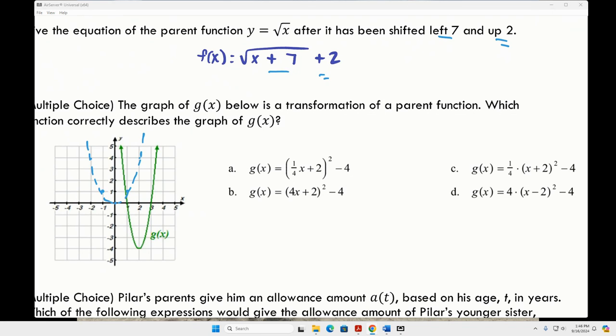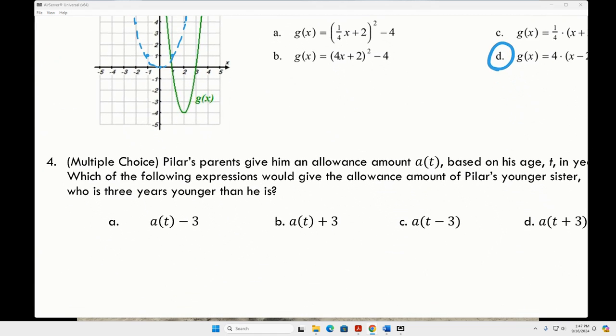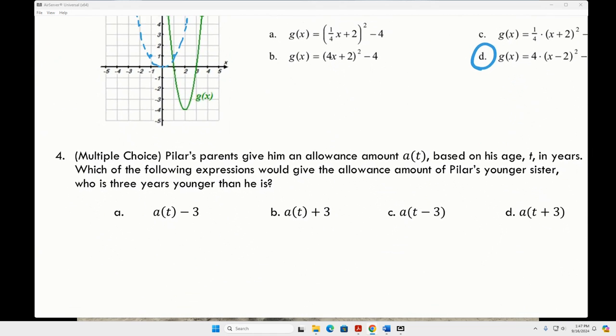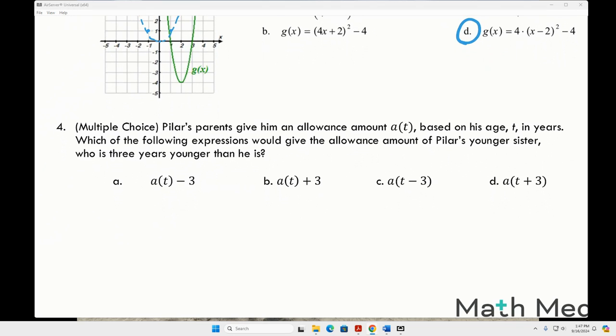Right, 2 down 4. Yes, good. Right, and then this technically is a vertical stretch. So it's taller than the original. But like I said, with a parabola, that looks very much like a horizontal compression, so you have to be careful.